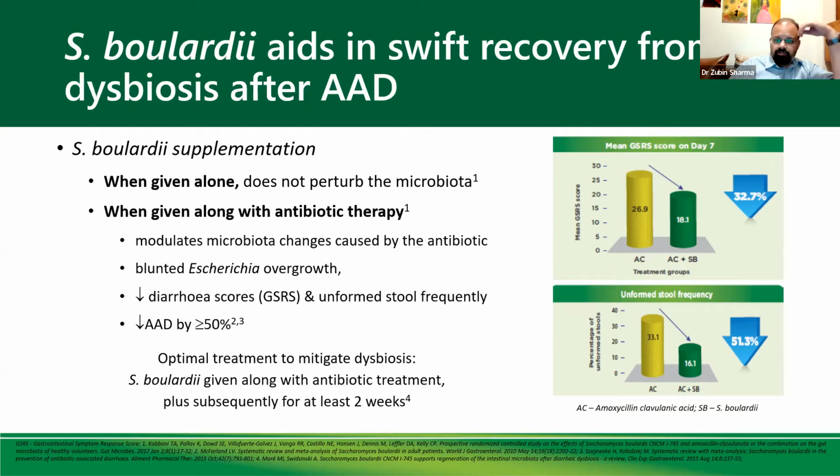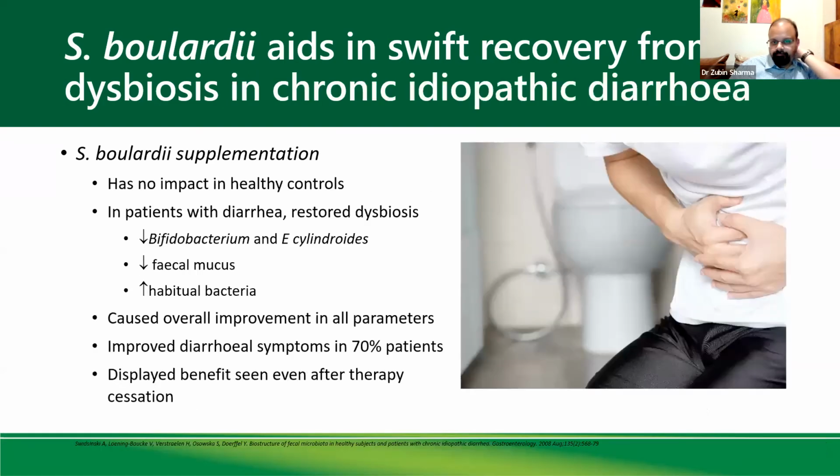Various trials, as shown in this particular slide, have shown that it is effective, particularly for antibiotic associated diarrhea. If we talk about chronic idiopathic diarrhea, particularly functional diarrhea or IBS, we have seen that it has no impact on healthy controls, but in patients with IBS or idiopathic diarrhea, it does restore eubiosis.